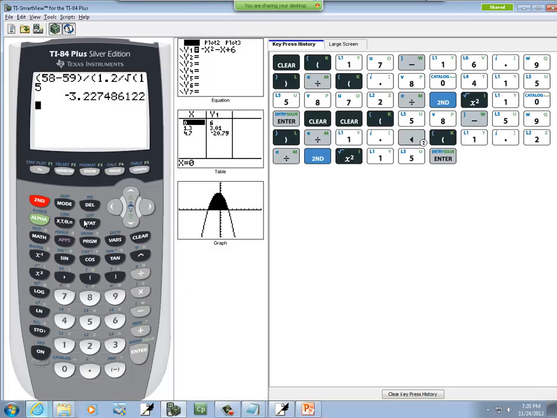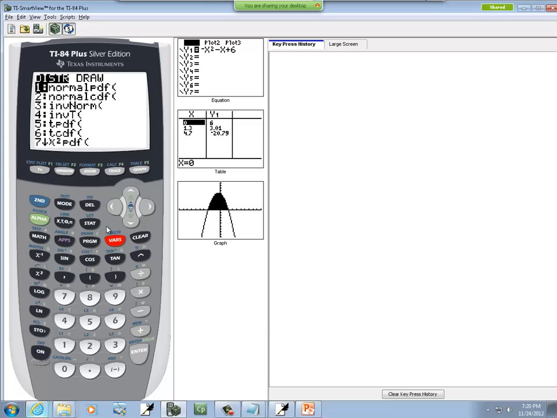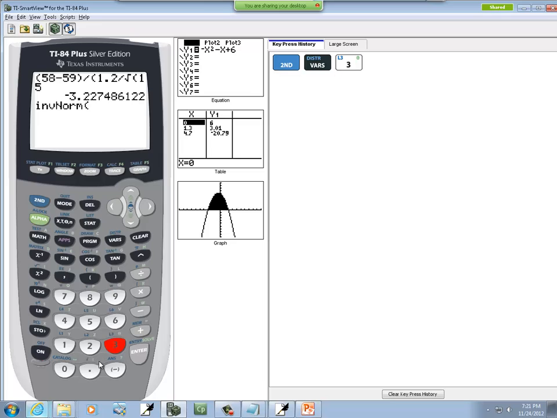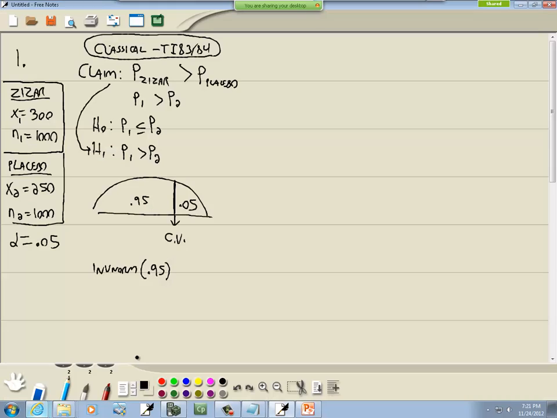So I'll do second vars. Actually, let me clear that out. Second vars, inv norm, so pick the third one, and 0.95. And we get 1.645. That's our critical value. So inv norm 0.95 gives us that.